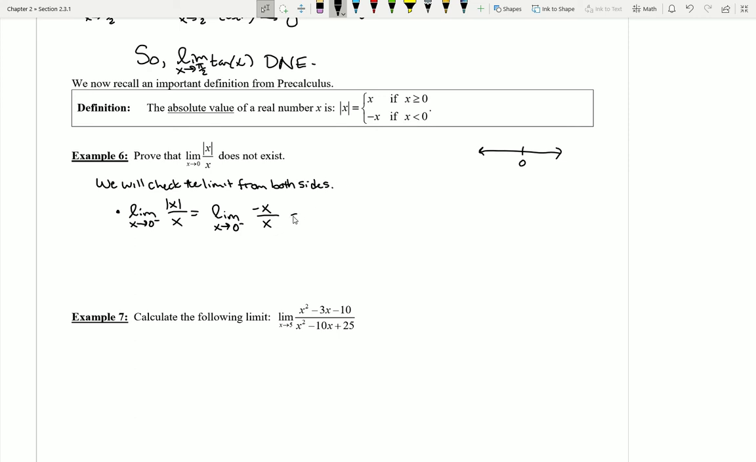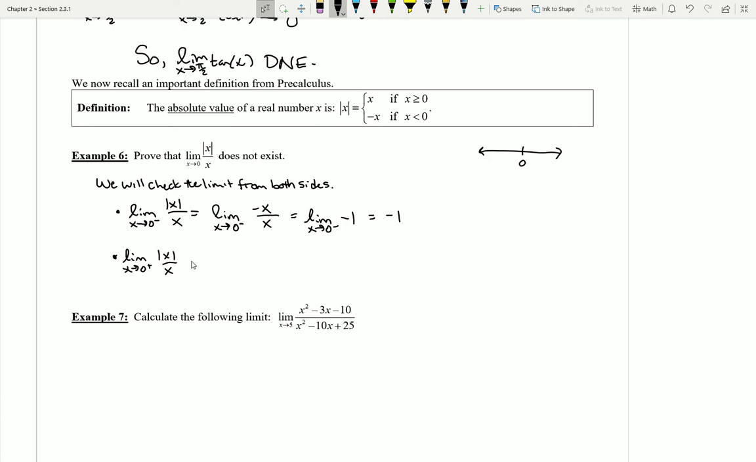But of course, once I do this, I can recognize that it's pretty easy to go ahead and simplify what I have here down to just -1. And what's the limit of -1? That's -1. Well, notice that we can also then check the limit in a very similar fashion from the other direction, that is, from the right.